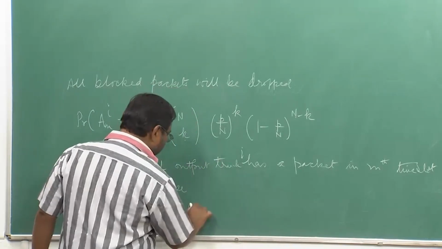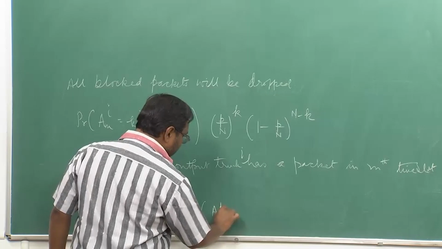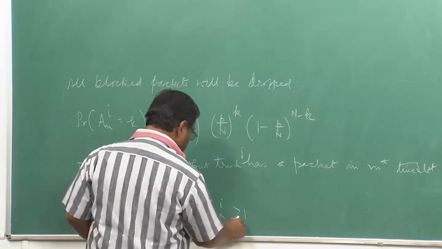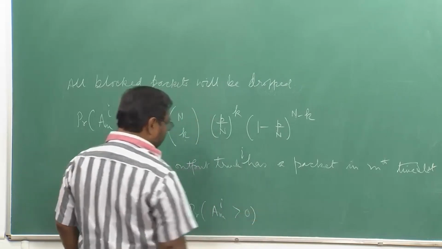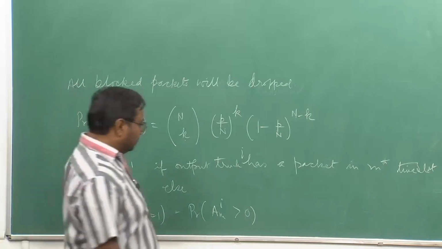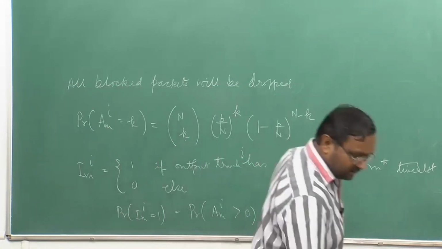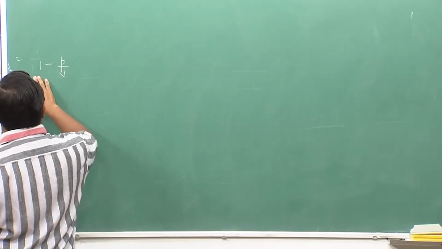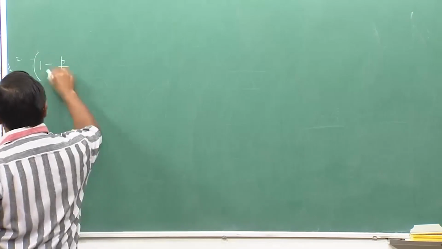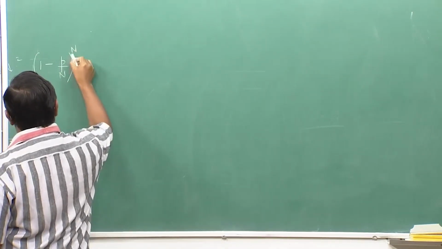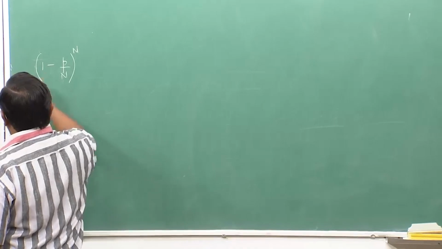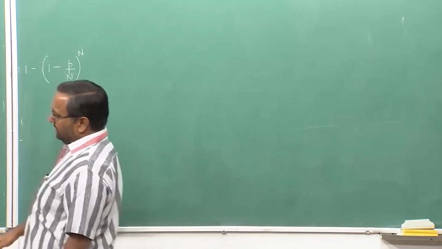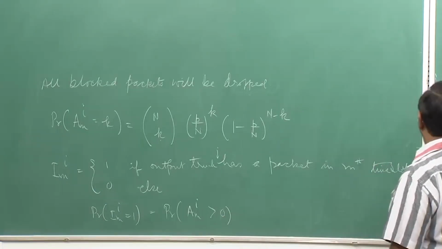So, this is nothing but the probability that AMI is greater than or equal to, in fact it should be greater than 0, that is good enough. So, this value will be nothing but 1 minus (1 minus p by n) raised to n, where (1 minus p by n) is the probability that a packet does not arrive in any one of them, and 1 minus this is the probability that at least one will arrive, or AMI will be greater than 0. So, this is the probability.